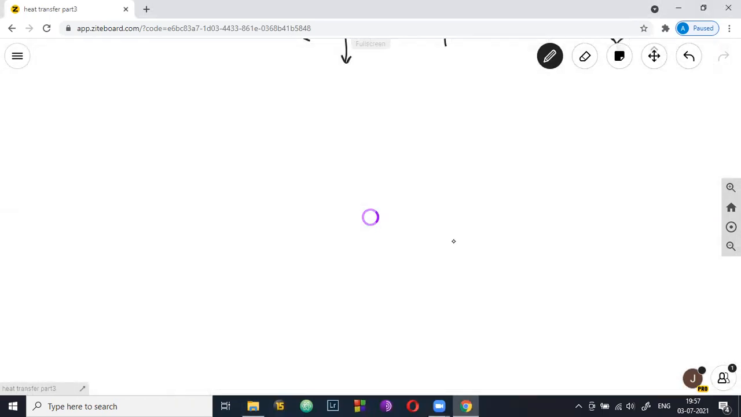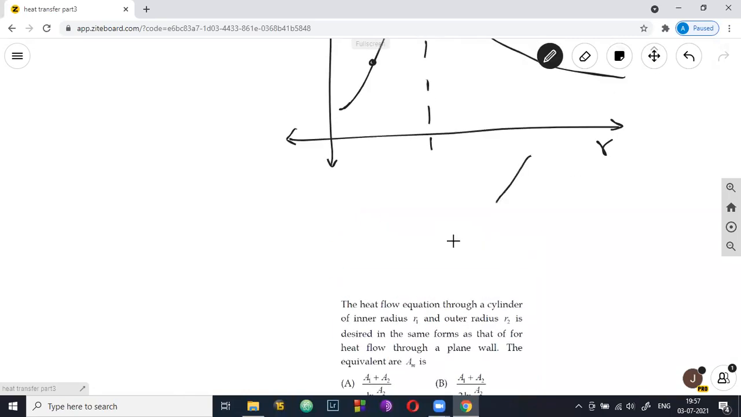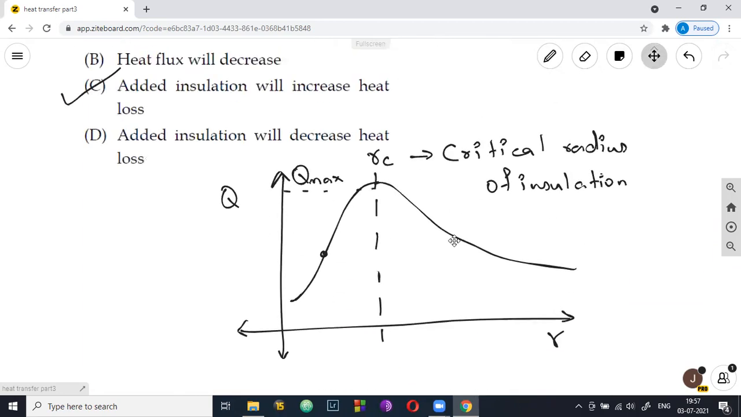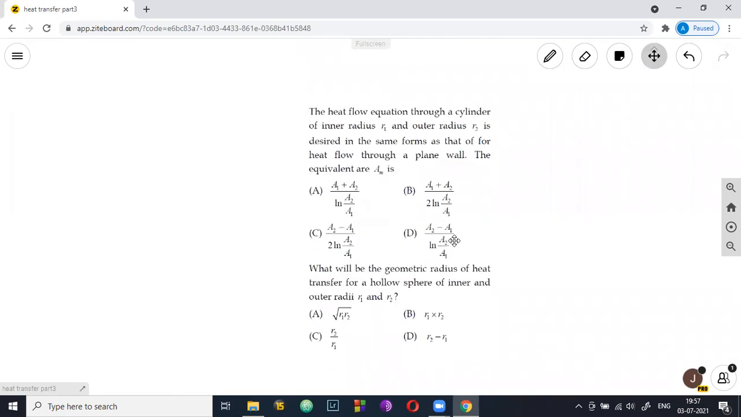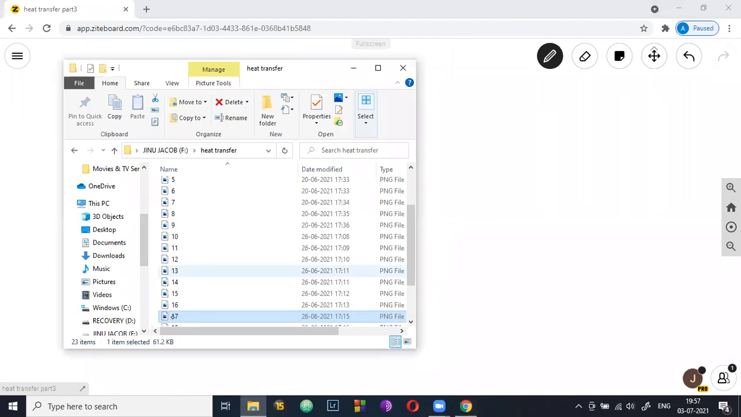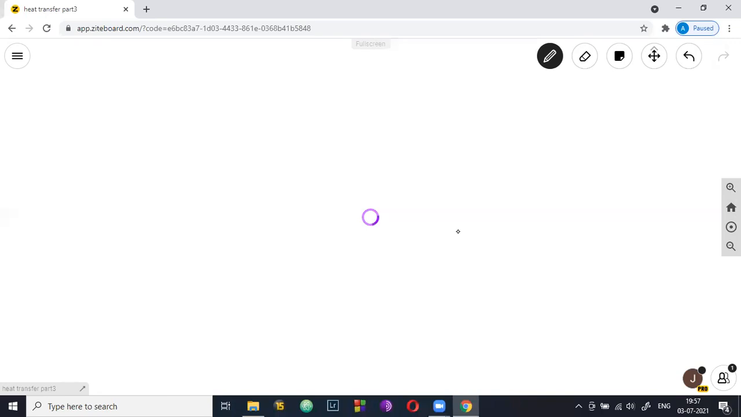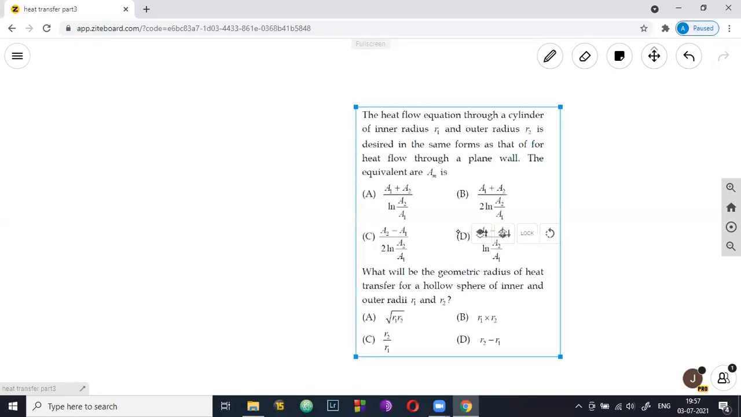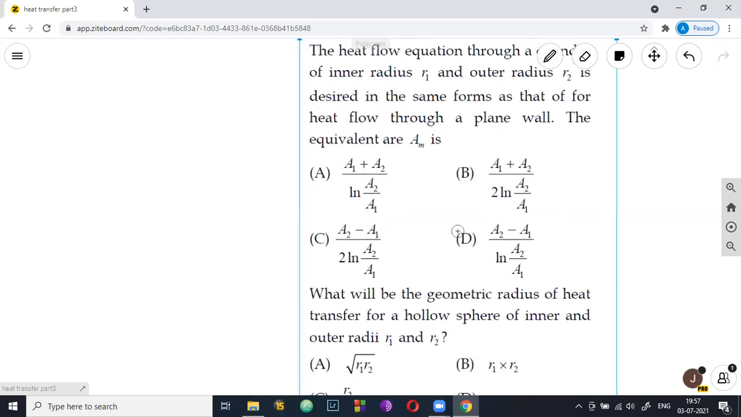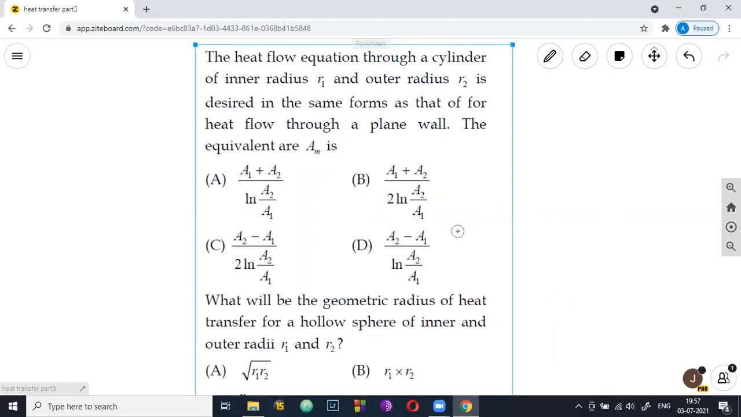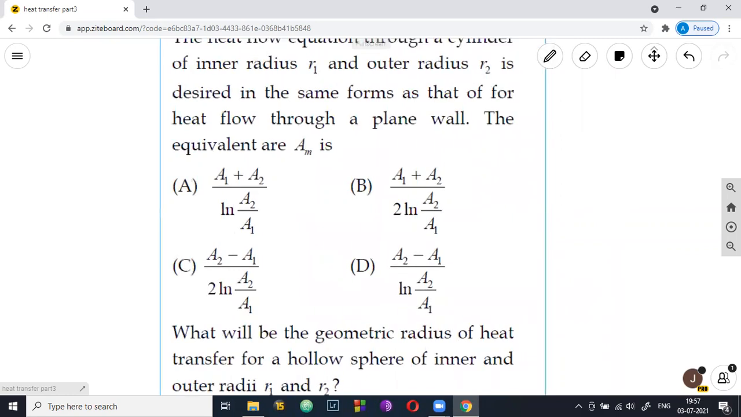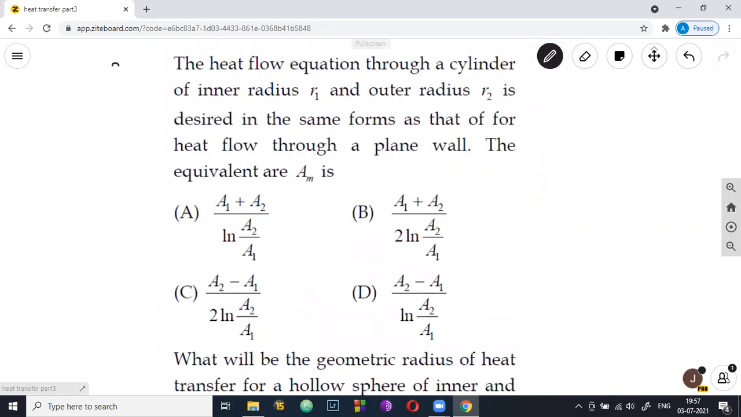Question number what? Question number 20. Yeah. Let me reload. Okay, question number 20.